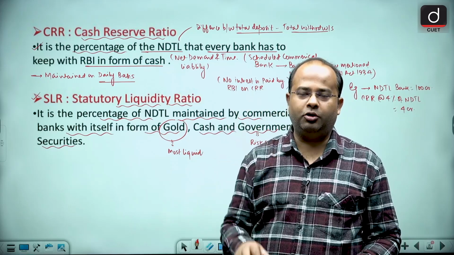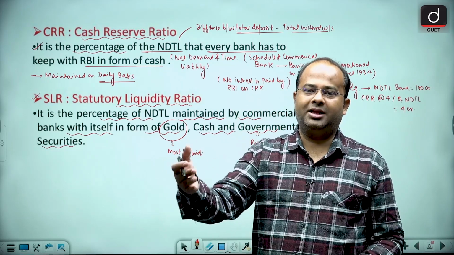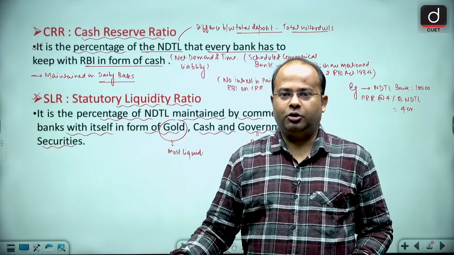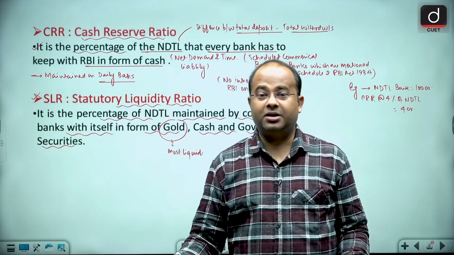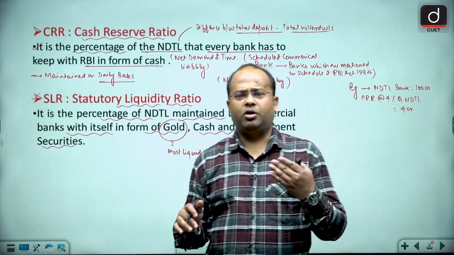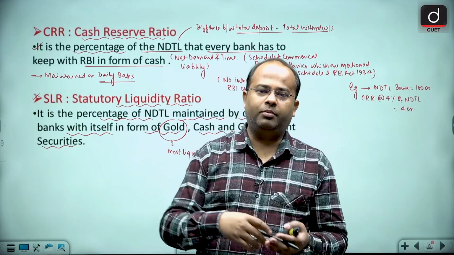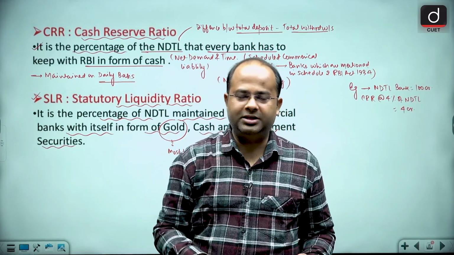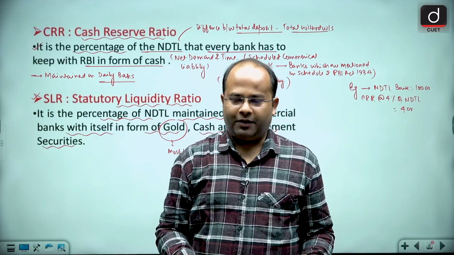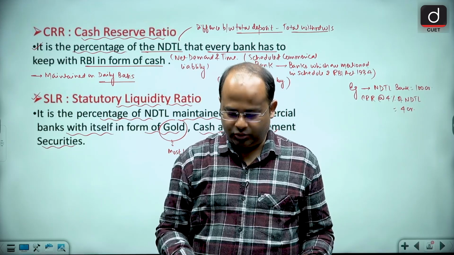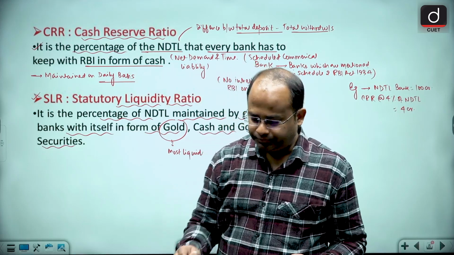After cash, it is gold, because you can easily sell gold in the market. Although cash is considered the most liquid asset, after cash it is gold, because you can take gold and sell it easily in the market. So after cash, the most liquid thing is gold. Is that clear to all of you?